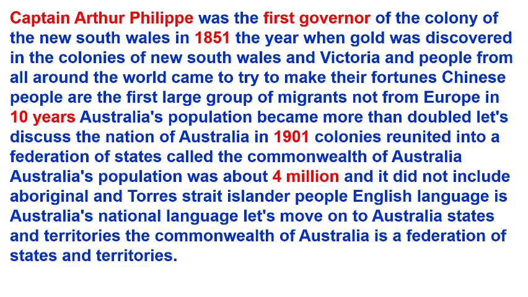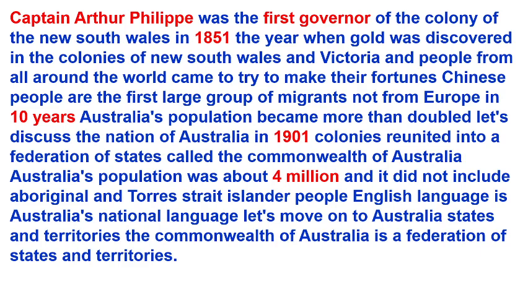In 1851, gold was discovered in the colonies of New South Wales and Victoria, and people from all around the world came to try to make their fortunes. Chinese people are the first large group of migrants not from Europe. In 10 years, Australia's population more than doubled.